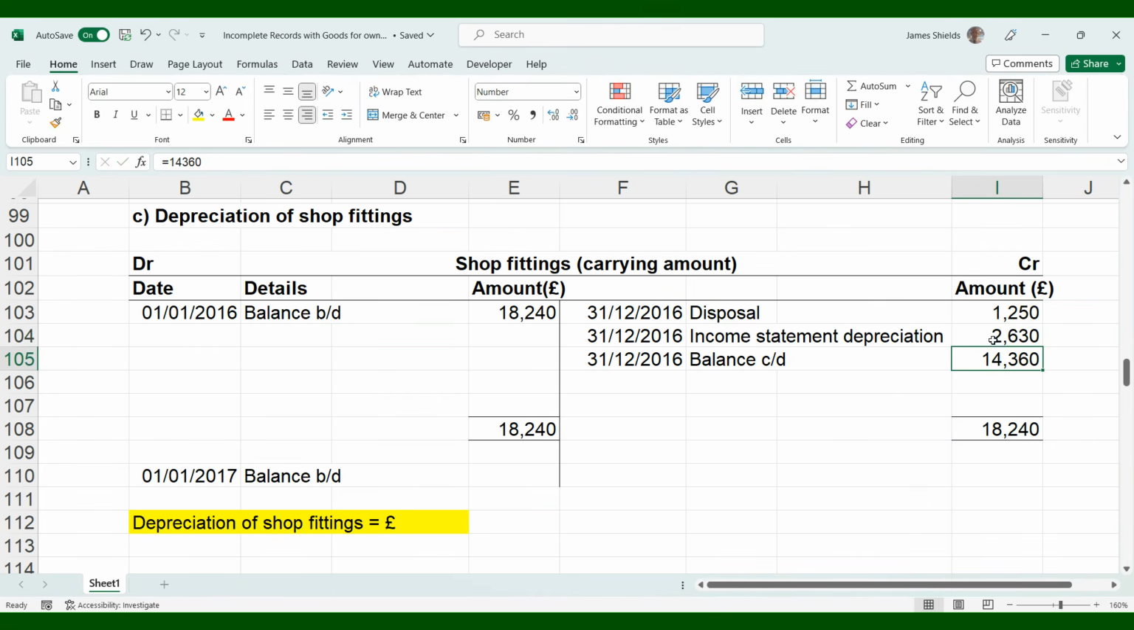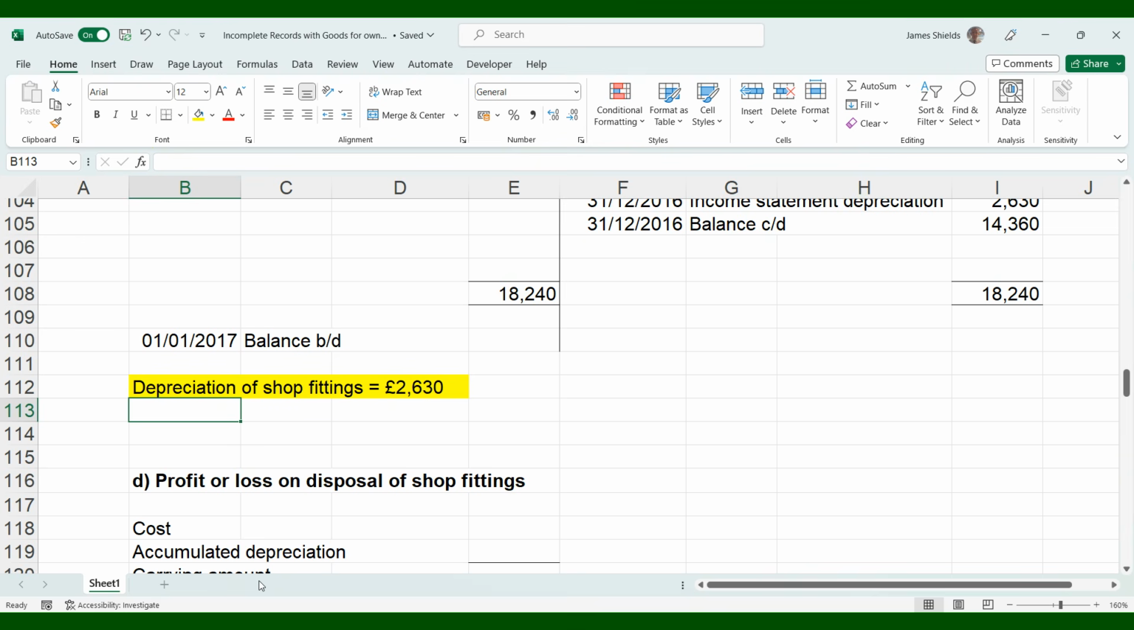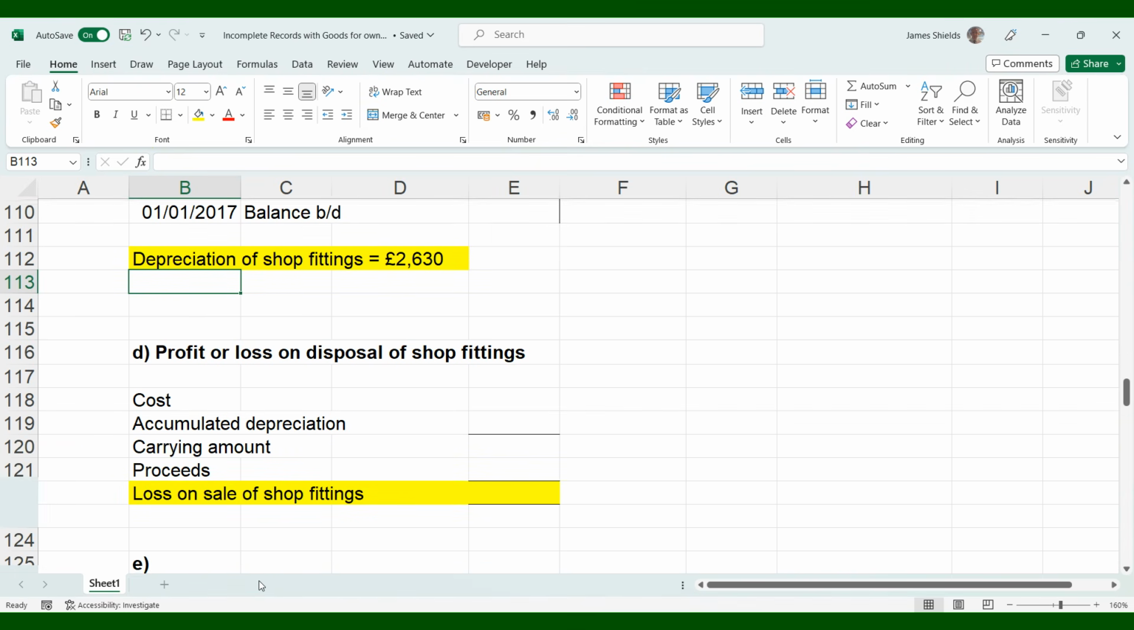So our depreciation down on the income statement for shop fittings is going to be £2,630. So again, they asked me what it was, so I'll put it down at the bottom now. So £2,630. Now I've got profit, loss and disposal of shop fittings now.